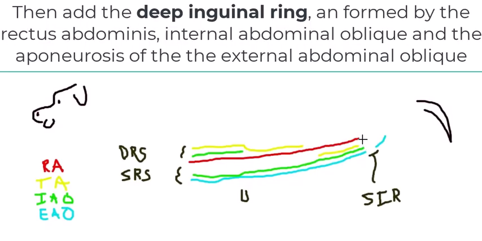Next, we'll add the deep inguinal ring. That's formed by the rectus abdominis muscle, the internal abdominal oblique muscle, and the aponeurosis of the external abdominal oblique. So you can kind of see those in your drawing and just generally indicate that's where you find the deep inguinal ring.